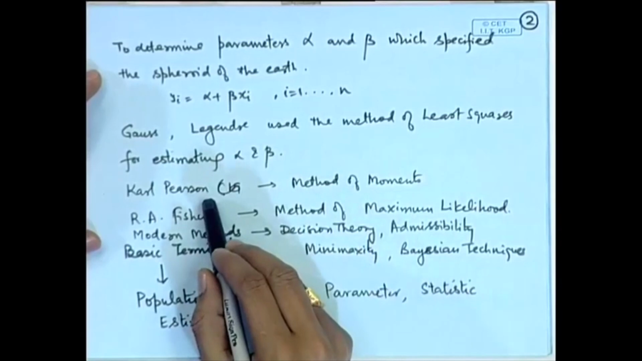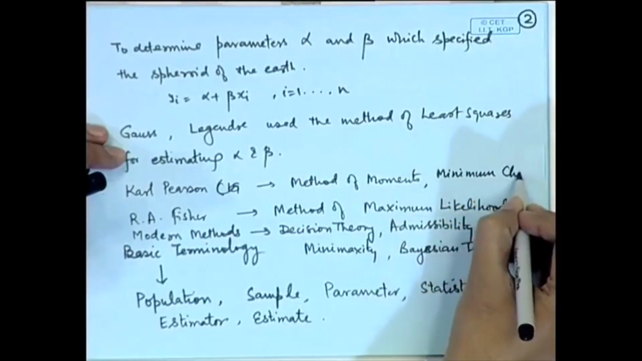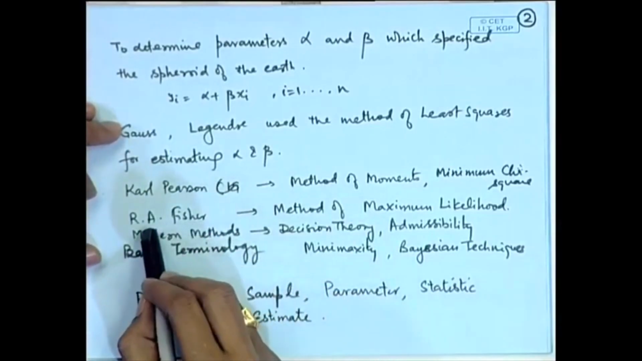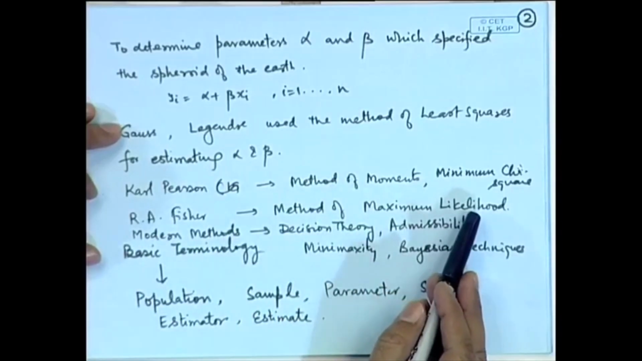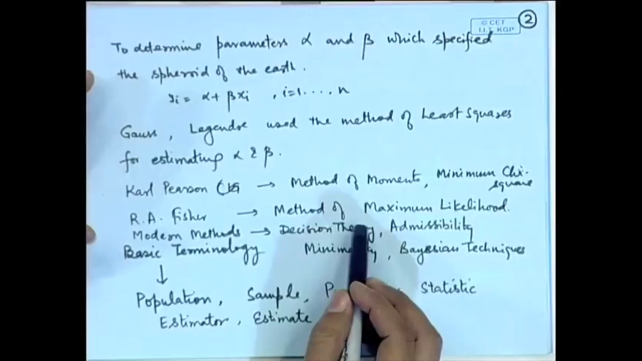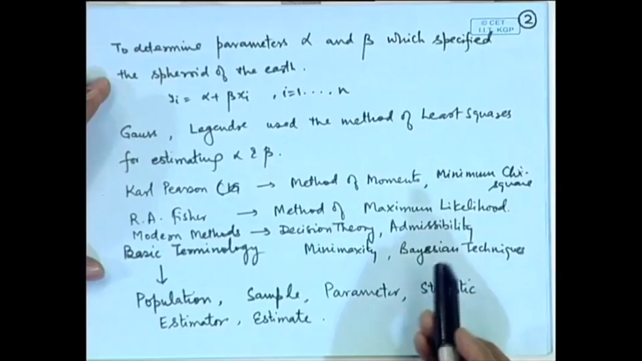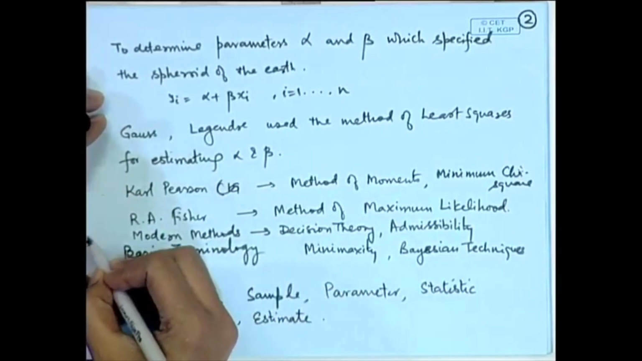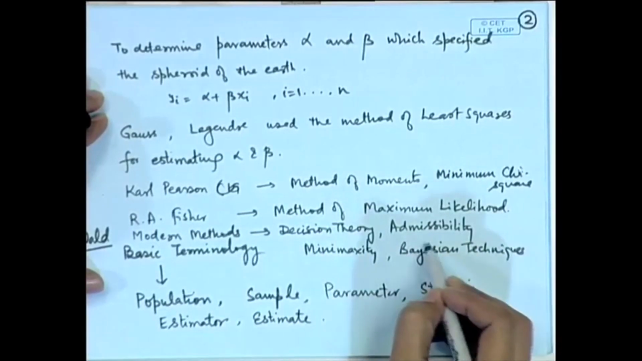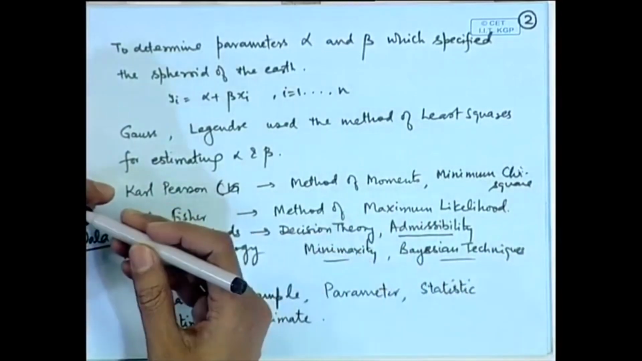Towards the end of the 19th century, Karl Pearson introduced the method of moments and minimum chi-square for estimating parameters. In the beginning of the 20th century, R. A. Fisher introduced the method of maximum likelihood. In fact, as I already mentioned, he is credited as the initiator of most of the methods of modern statistical inference which we use today. He was the one who introduced the concept of maximum likelihood estimation. In the mid 20th century, Abraham Wald introduced some decision theoretic methodology such as admissibility, minimaxity and Bayesian techniques in statistical inference.